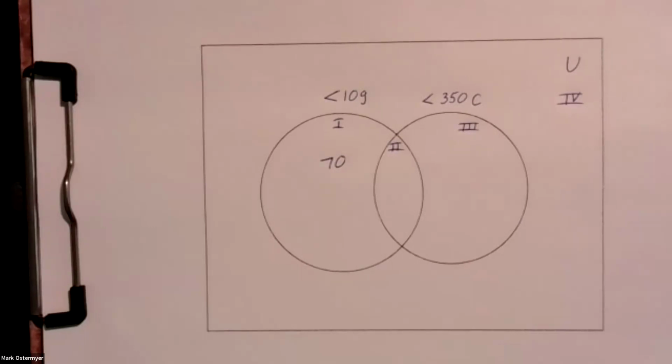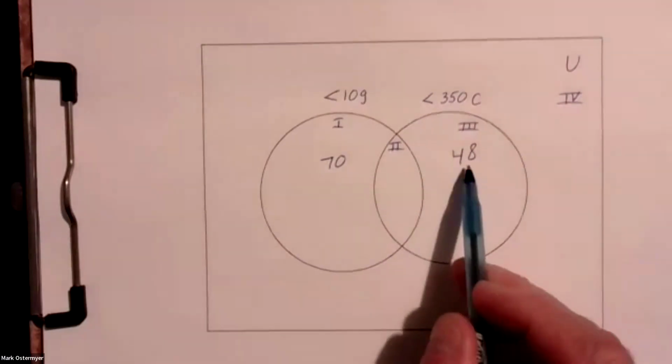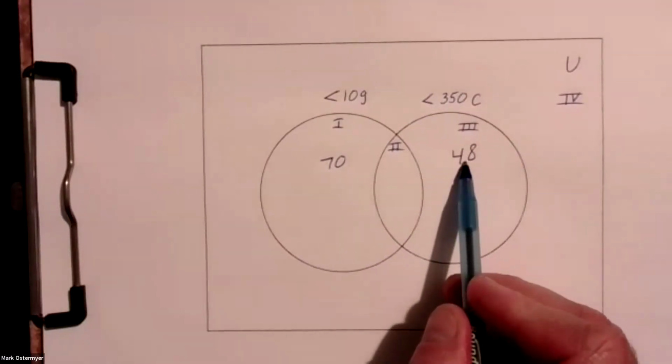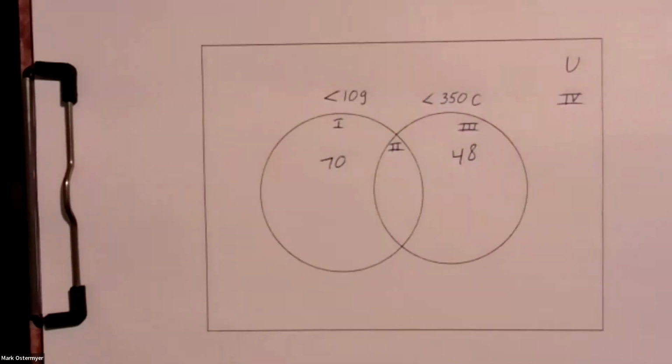Now it says 48 had less than 350 calories, but not less than 10 grams of fat. So it seems to me that 48 would go in region three? 48 had less than 350 calories, but not less than 10 grams of fat. Is this making sense how I'm populating these so far? Okay. So we're off to a good start here.